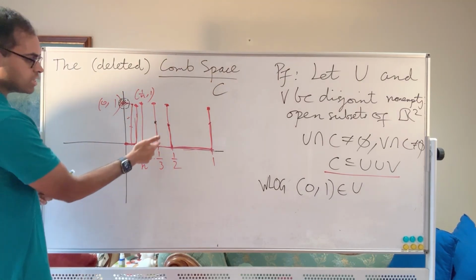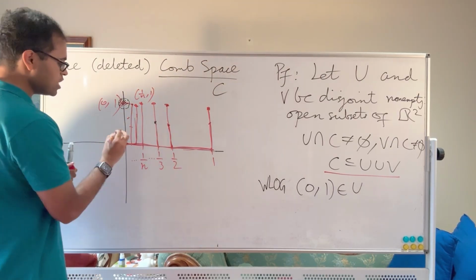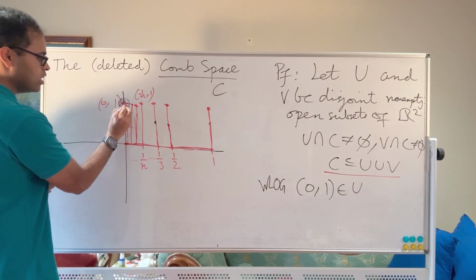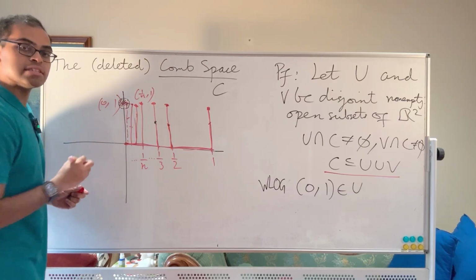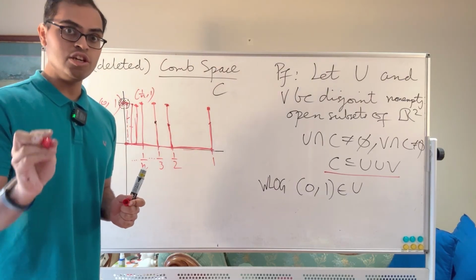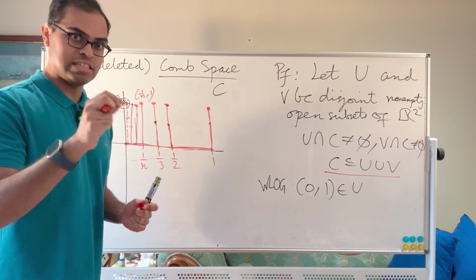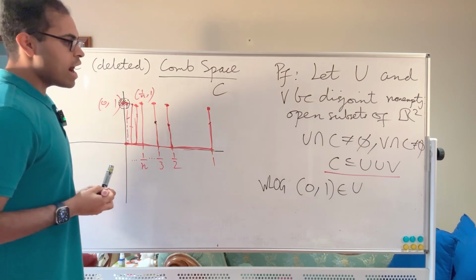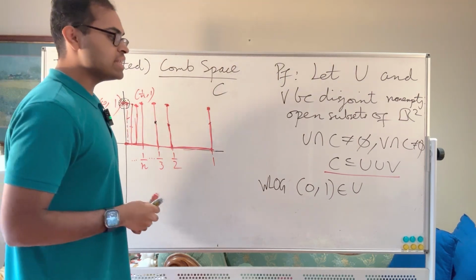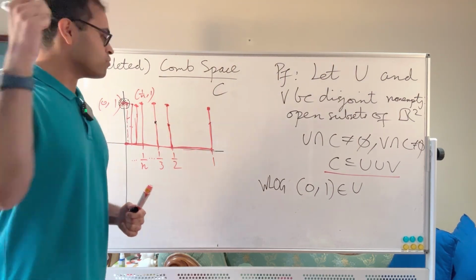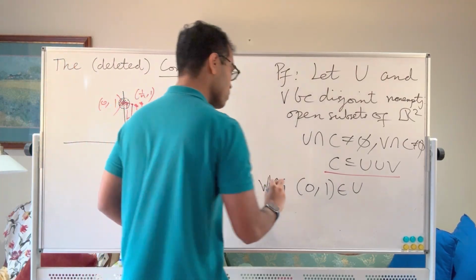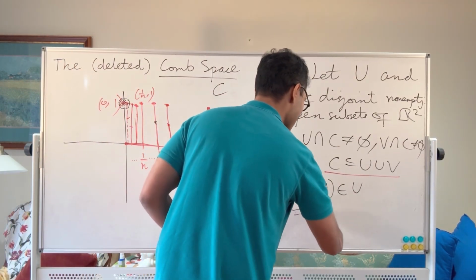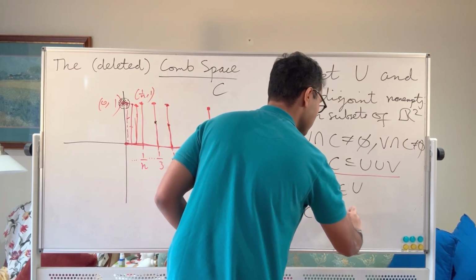But then this small disk-like region is going to contain parts of the pickets of the comb. It's going to contain parts of these vertical line segments, because as you get closer and closer, the top end of it is going to enter into this disk. So therefore it has to be inside U. We don't know U, but we know it has this wiggle room around (0, 1). So that means that instead of just taking C, the comb space, we take C prime, which is C minus the point (0, 1).